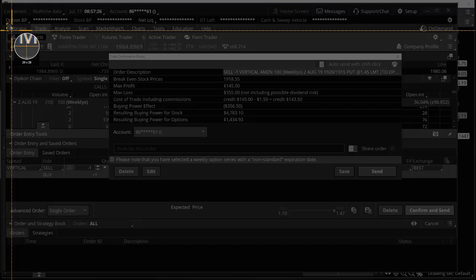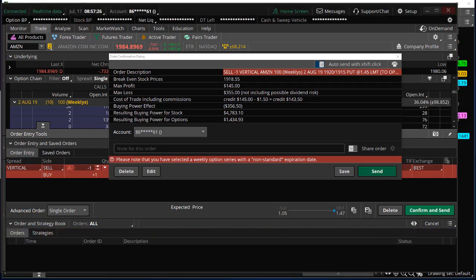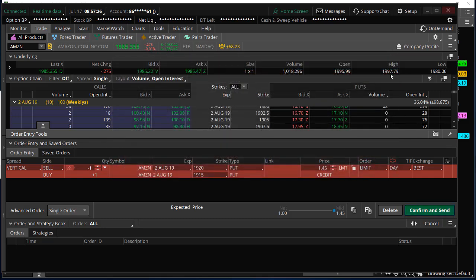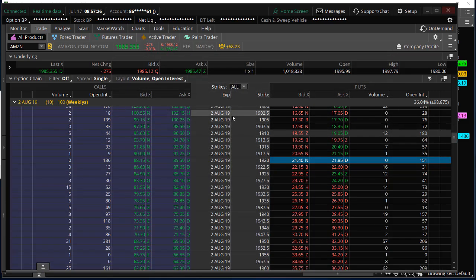But I know there's also a lot of people who like selling premium that's that far out of the money, so they know that they most likely don't have to worry about it. So it just kind of depends what you're trying to do.